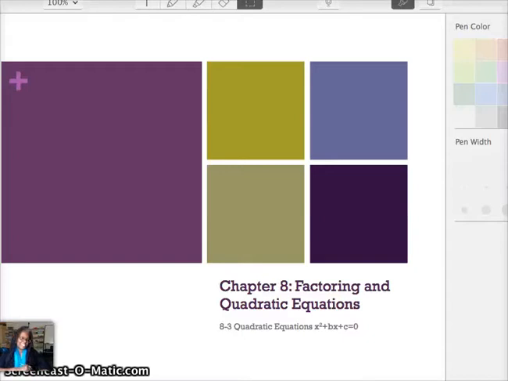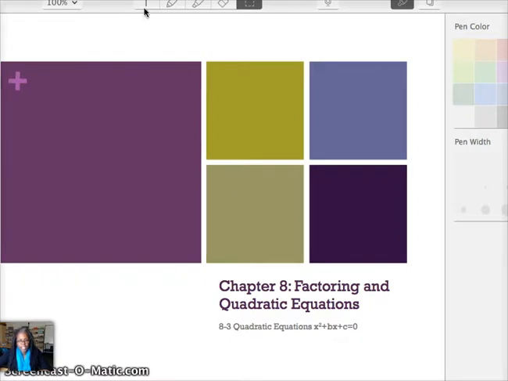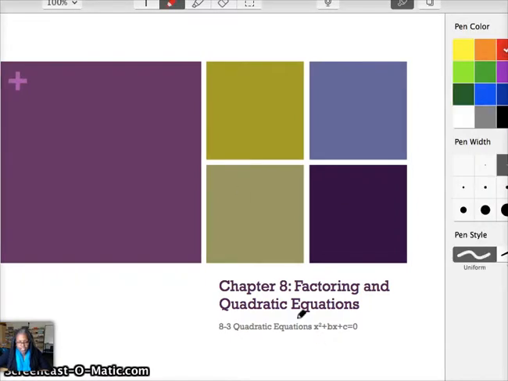Hi friends, we are still in chapter 8 and what we're looking at is section 8.1. We're going to be talking about quadratic equations. The particular type of quadratic equations we're going to talk about are in this form here, where we have x squared plus bx plus c equals 0.